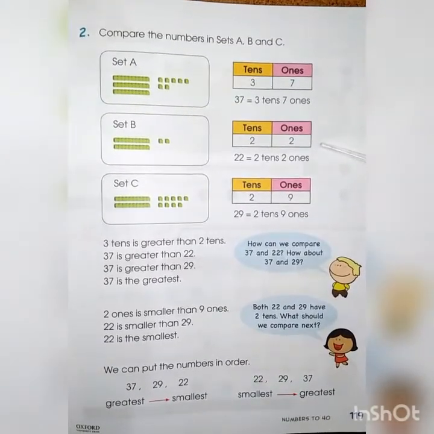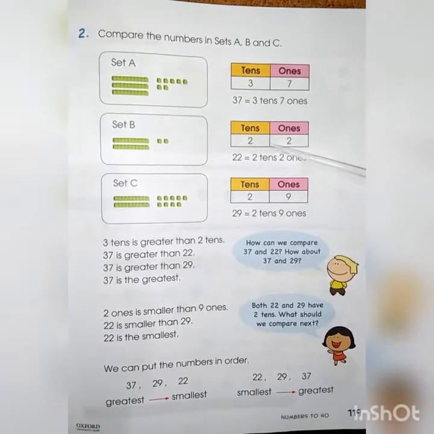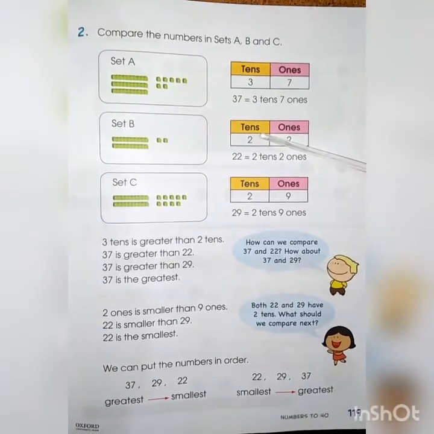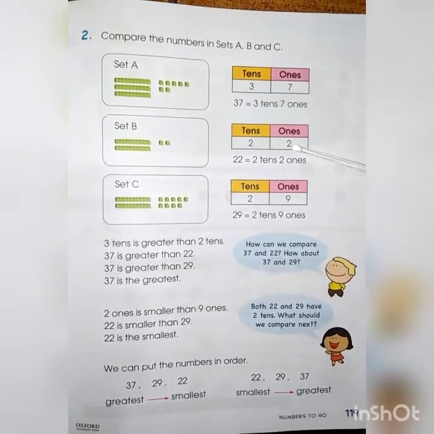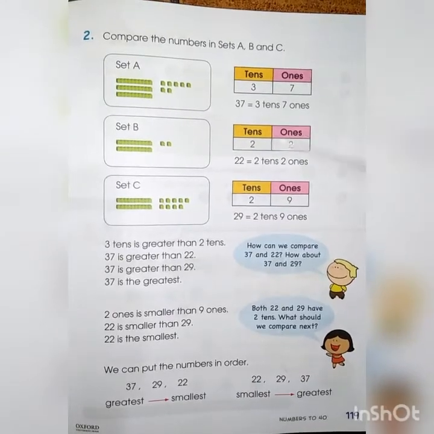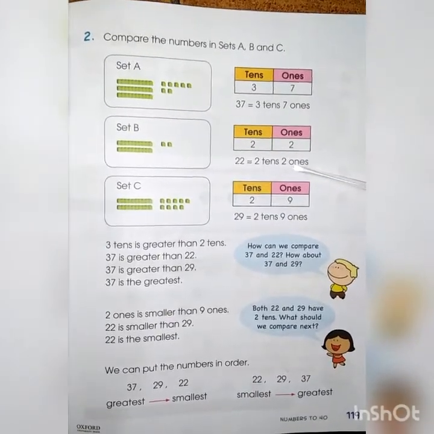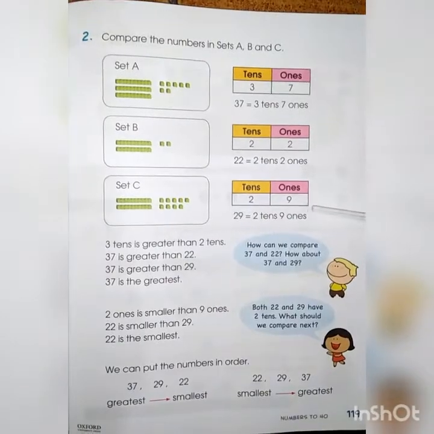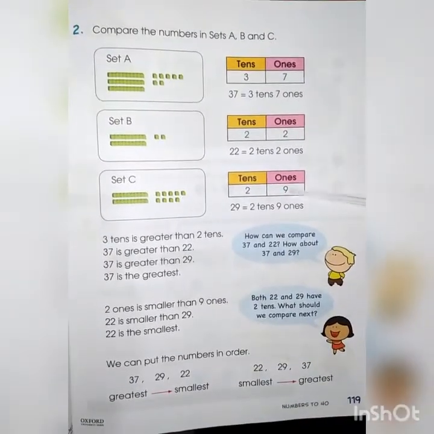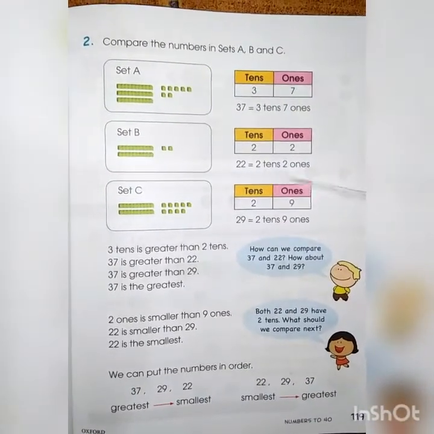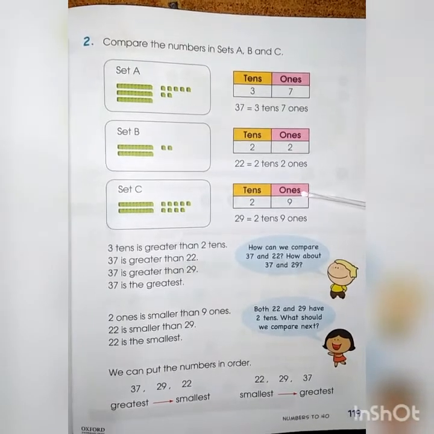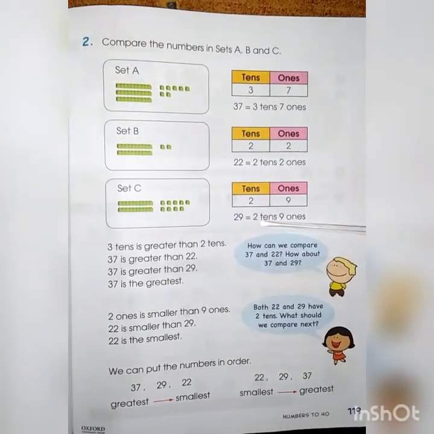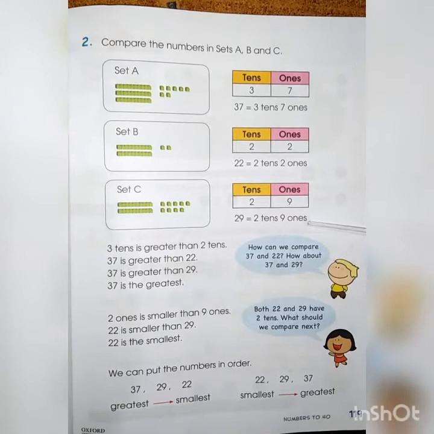Okay, let's move to the next value, 22. As you can see here, 2 is placed on tens value and 2 is also placed on ones value. 22 is equal to 2 tens and 2 ones. Now we have the next value 29, and we can see here 2 is placed on tens value and 9 is placed on ones value. 29 is equal to 2 tens and 9 ones.